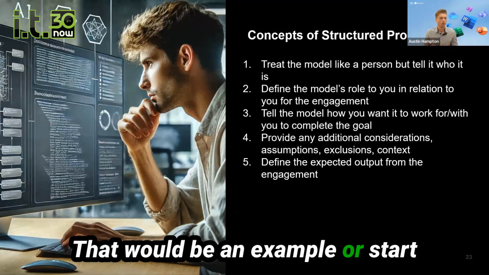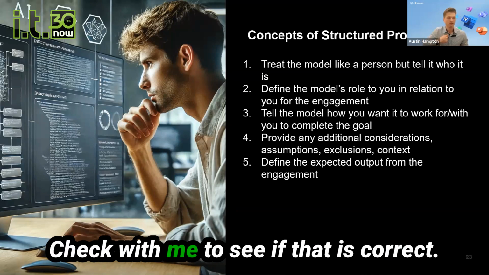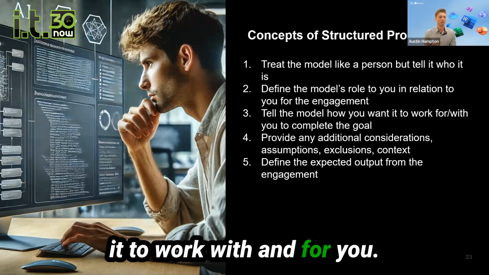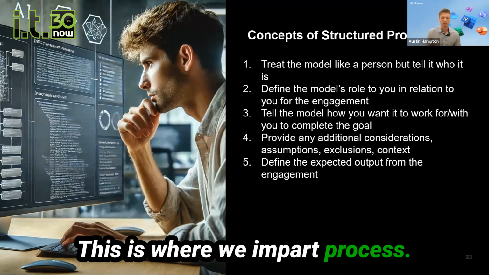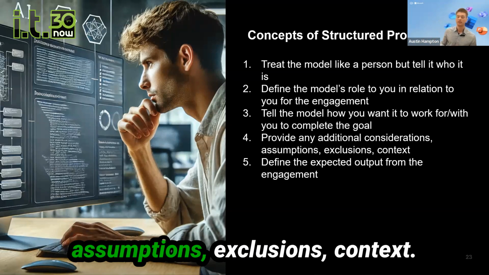That would be an example. Or start by doing this, then generate that, check with me to see if that is correct. Tell the model how you want it to work with and for you. This is where we impart process. Or provide any additional considerations, assumptions, exclusions, context.